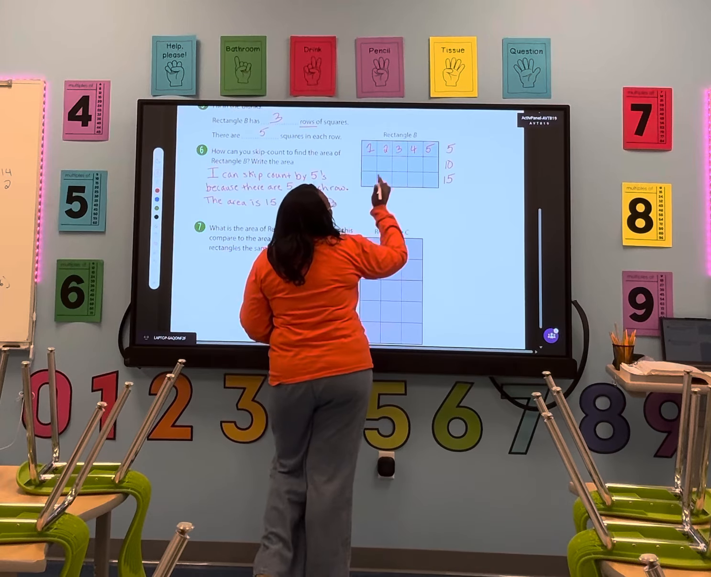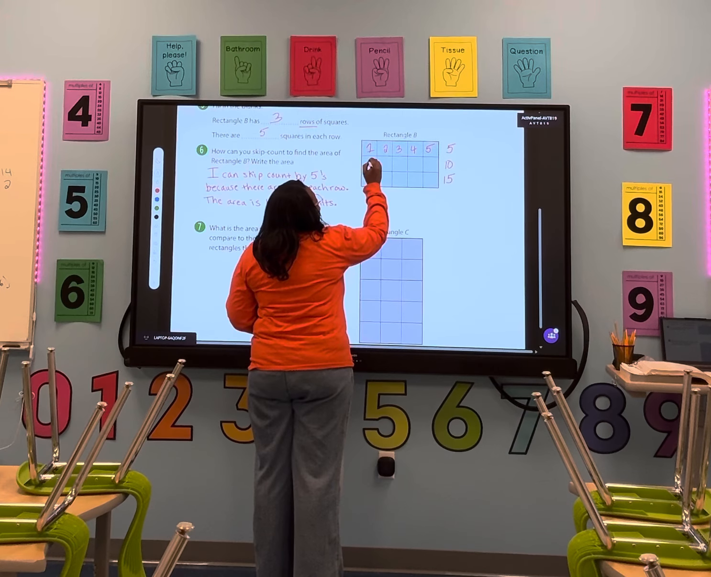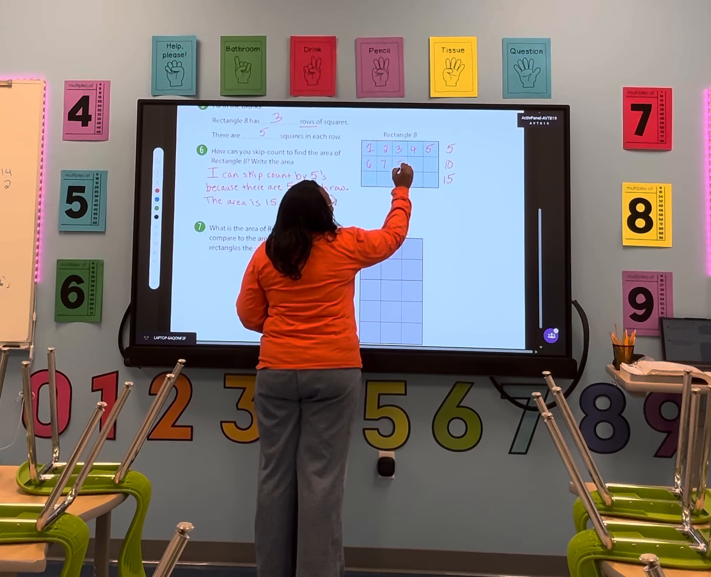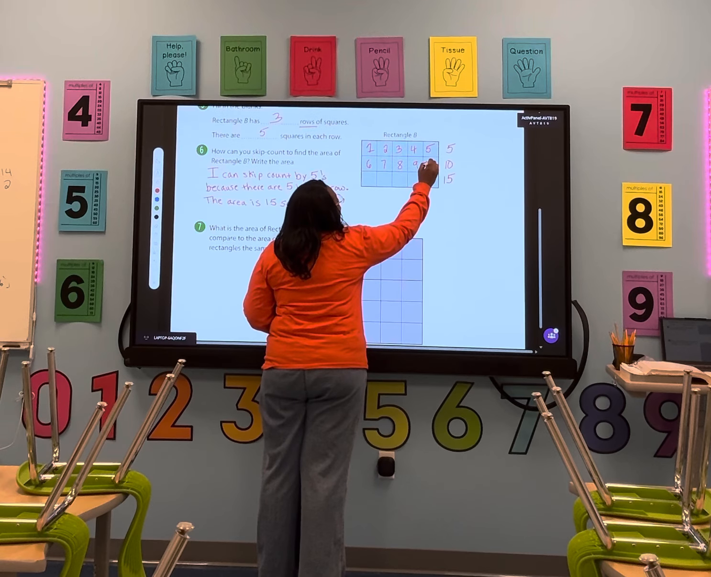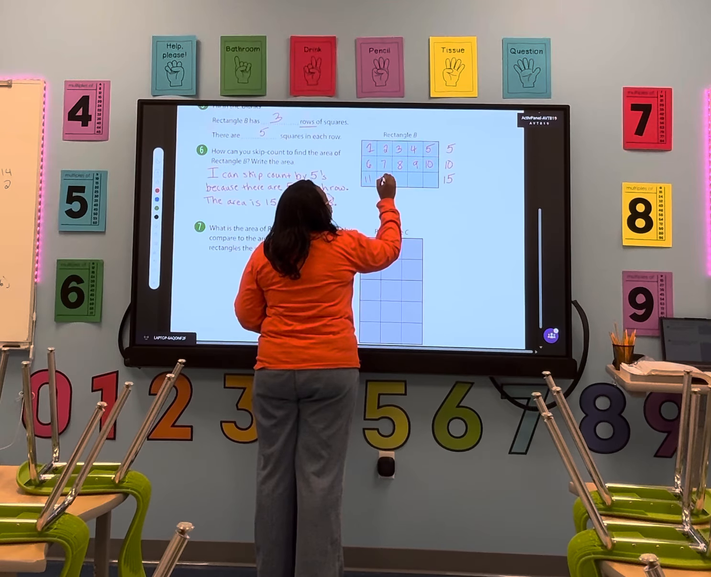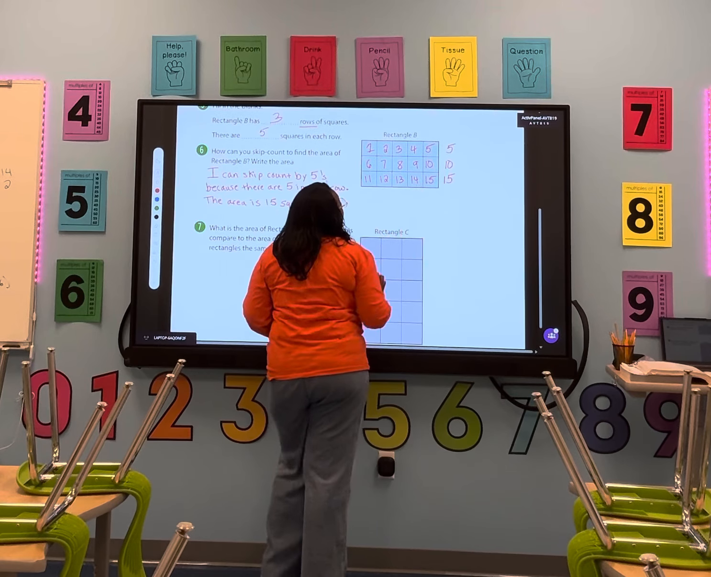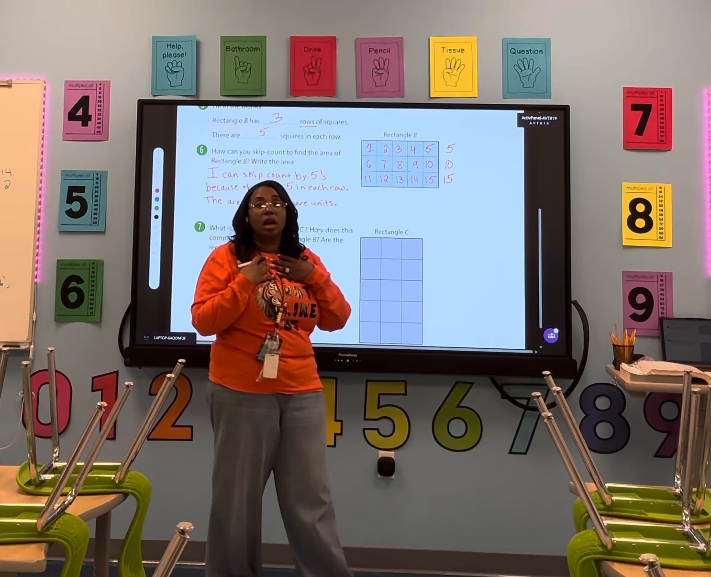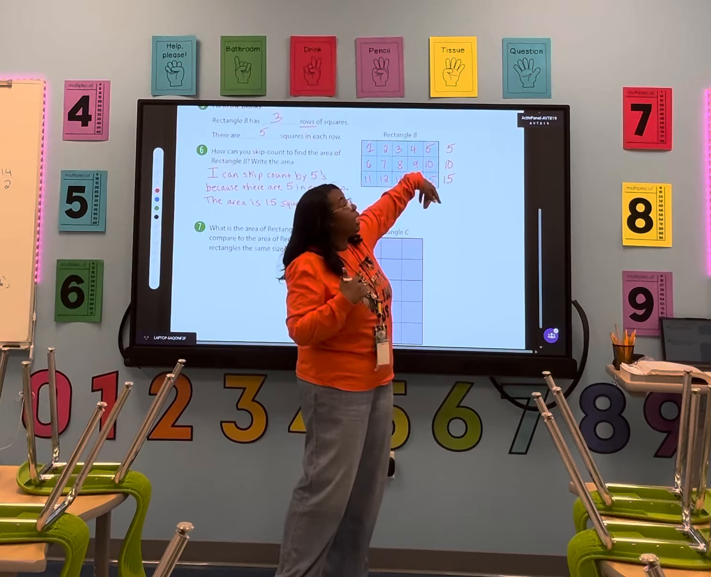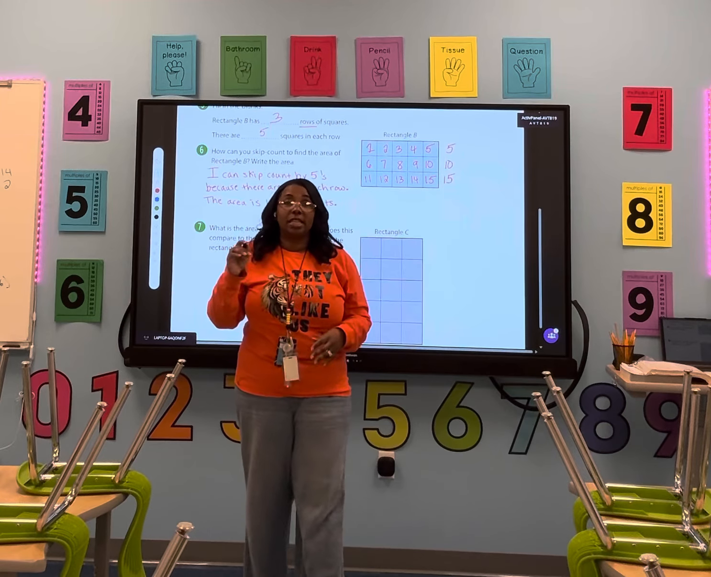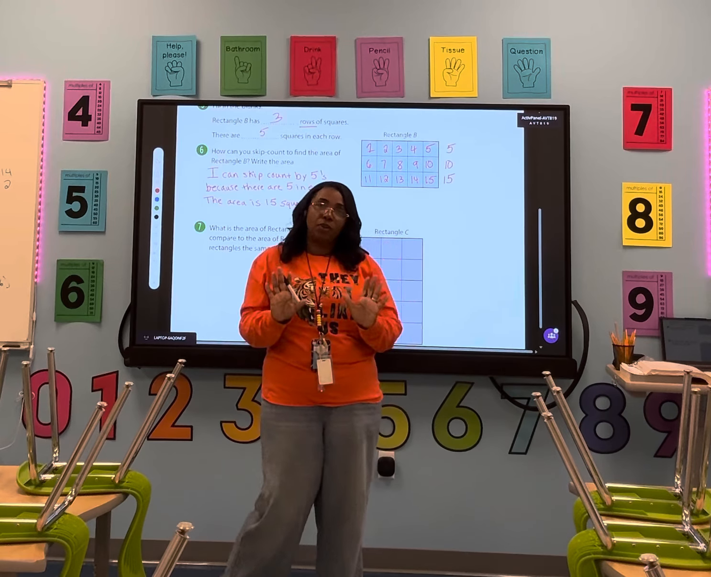So we stopped at 5, and I'm going to continue my count. 6, 7, 8, 9, 10, 11, 12, 13, 14, 15. So that just lets me know that I did my skip count correctly and everything checked out. So that is perfect. That's great.